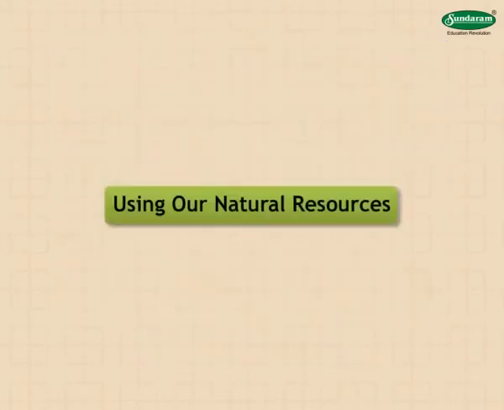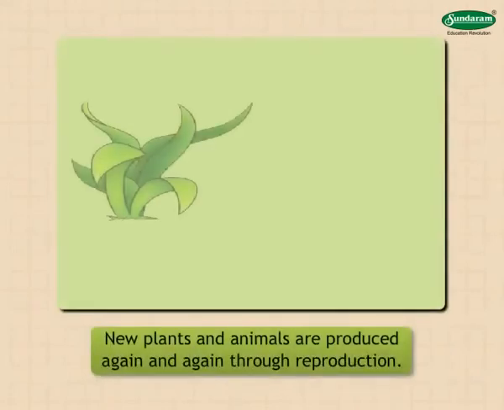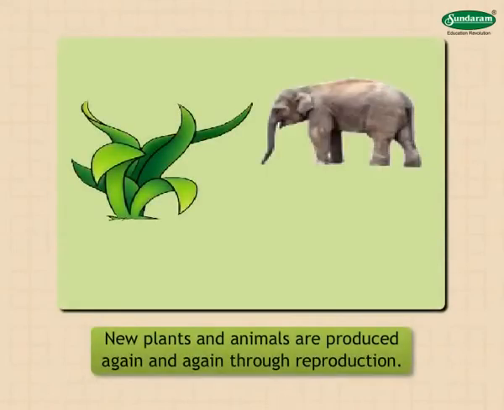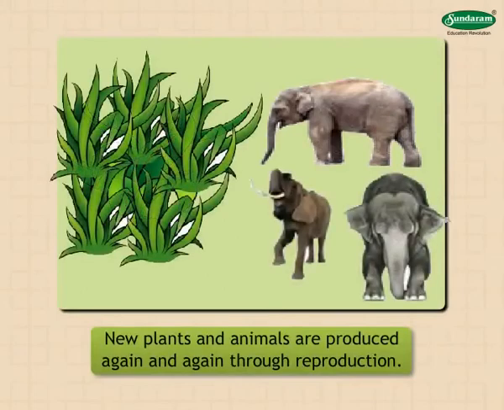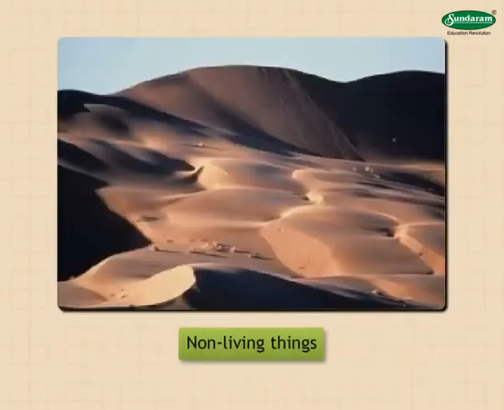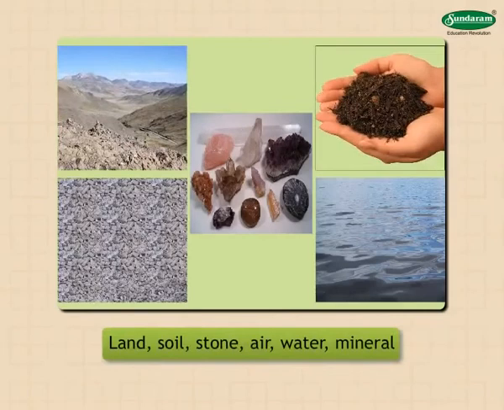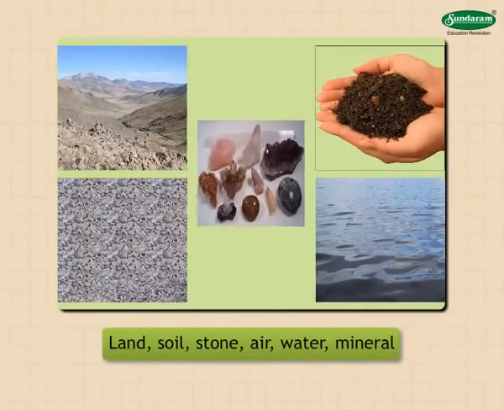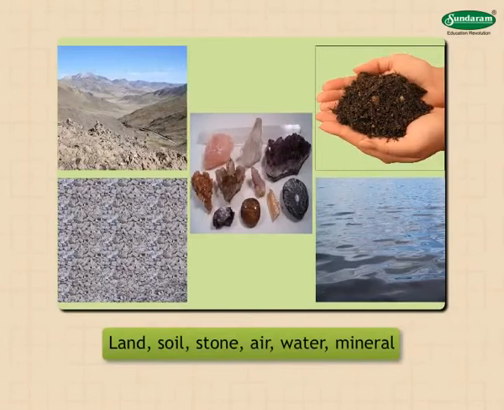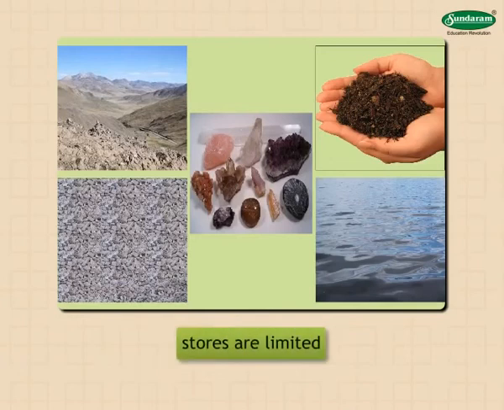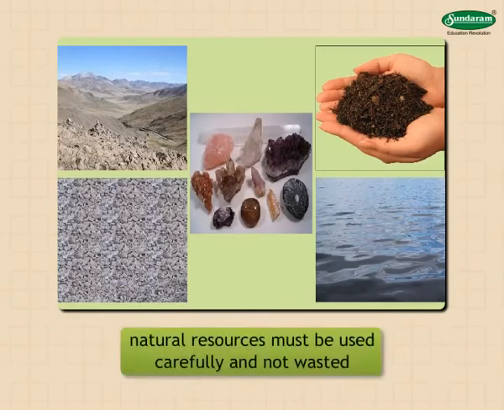Using our natural resources. New plants and animals are produced again and again through reproduction. Non-living things are not produced in this manner. Land, soil, stone, air, water, minerals cannot be produced quickly again and again. Hence, their stores are limited. That is why natural resources must be used carefully and not wasted.